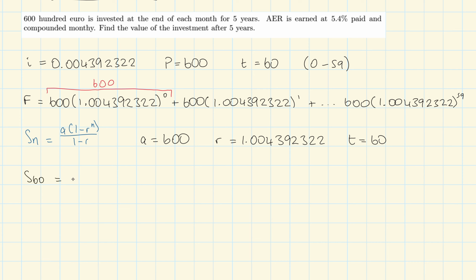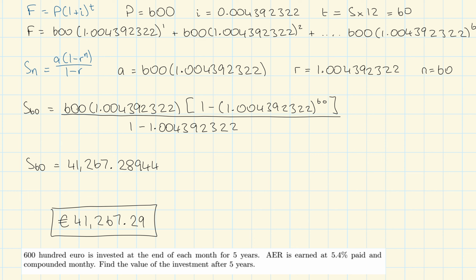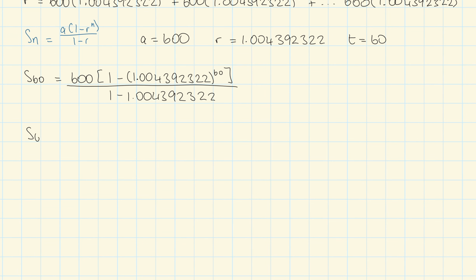So our sum to 60 is going to be 600 times, we'll do our square bracket anyway, 1 minus your interest rate to the power of 60 all over 1 minus r. So just if we look back up to compare the questions, here the starting term was 600 times your interest to the power of 1. Inside the square bracket will look the same and the denominator is the same, but just our a value is different now. So sum to 60, a little bit easier to put into the calculator.